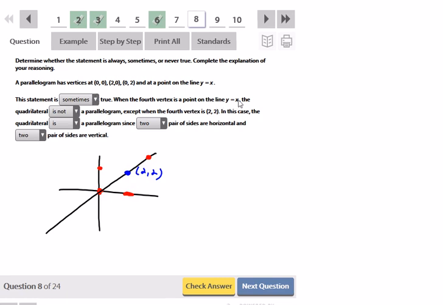Sometimes true. Except when the fourth vertex is 2, 2. In this case, the quadrilateral... I don't know, maybe they're not talking about 2, 2, so I would say it is not, and only because one side is horizontal and one side is vertical.